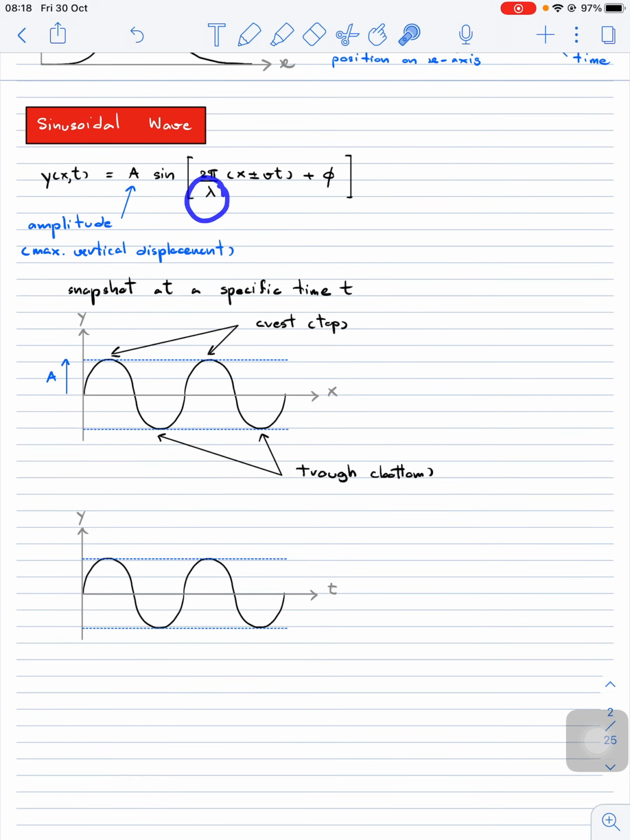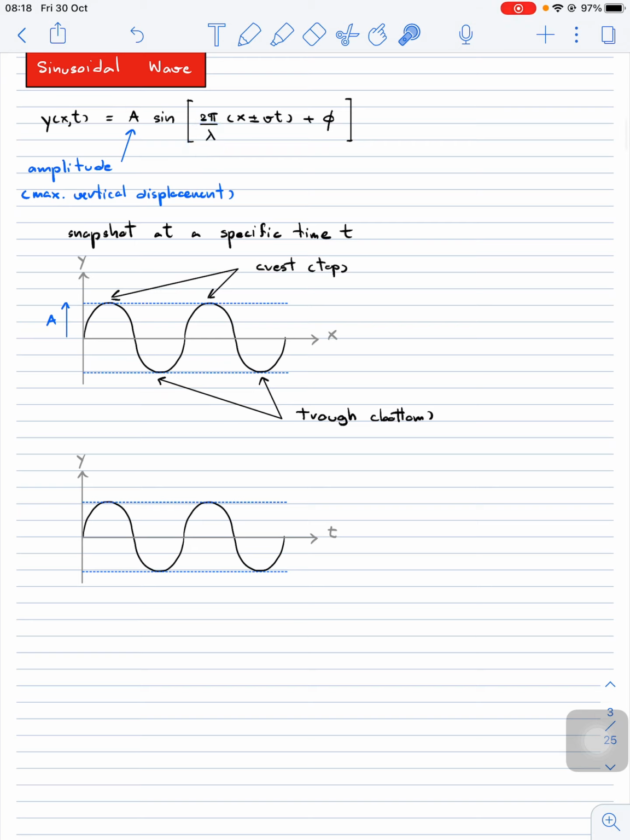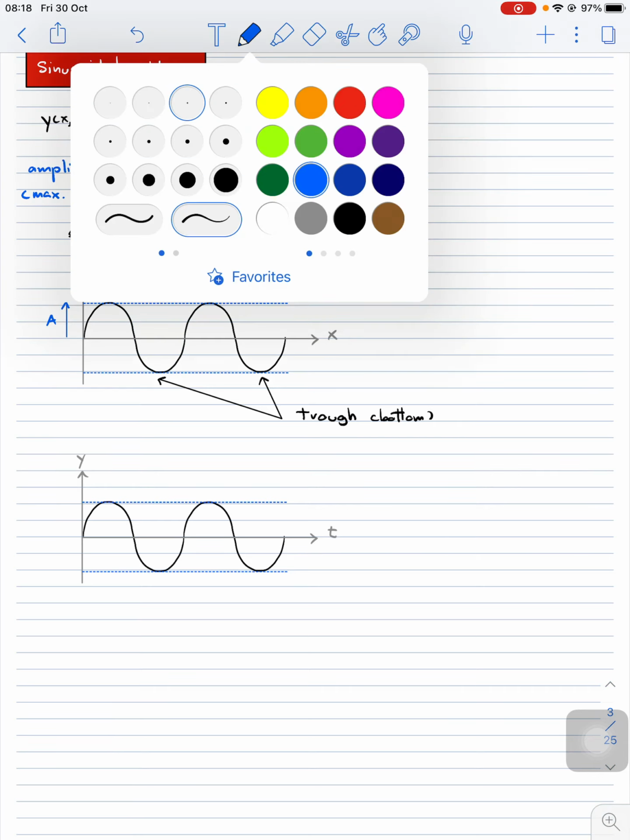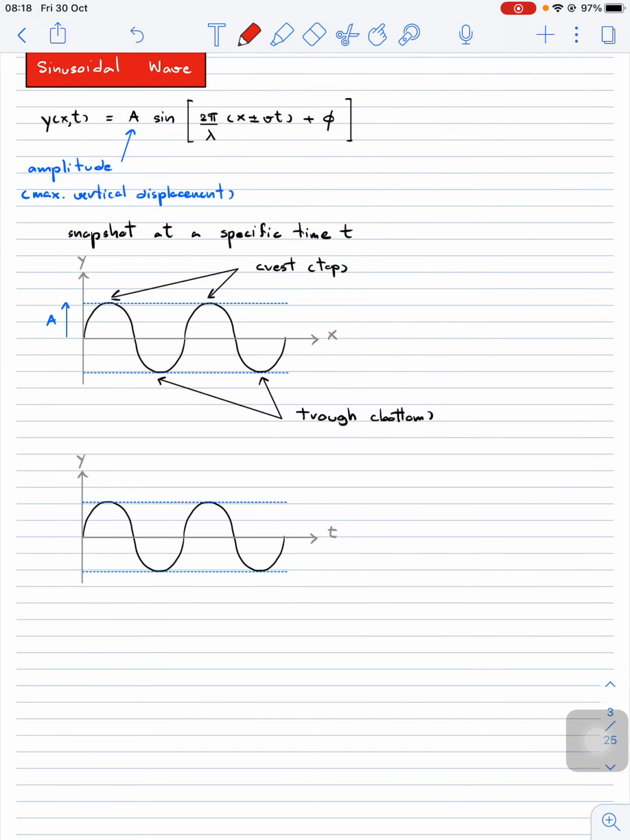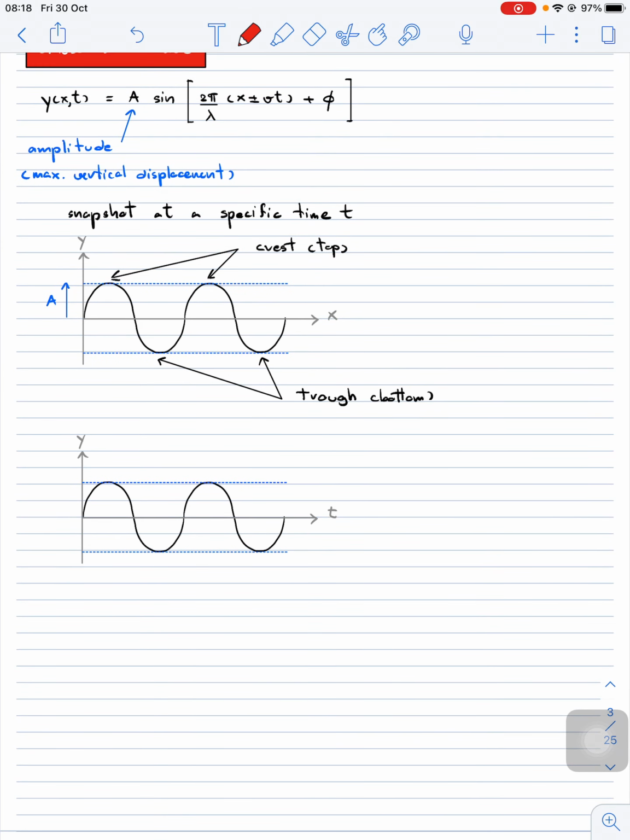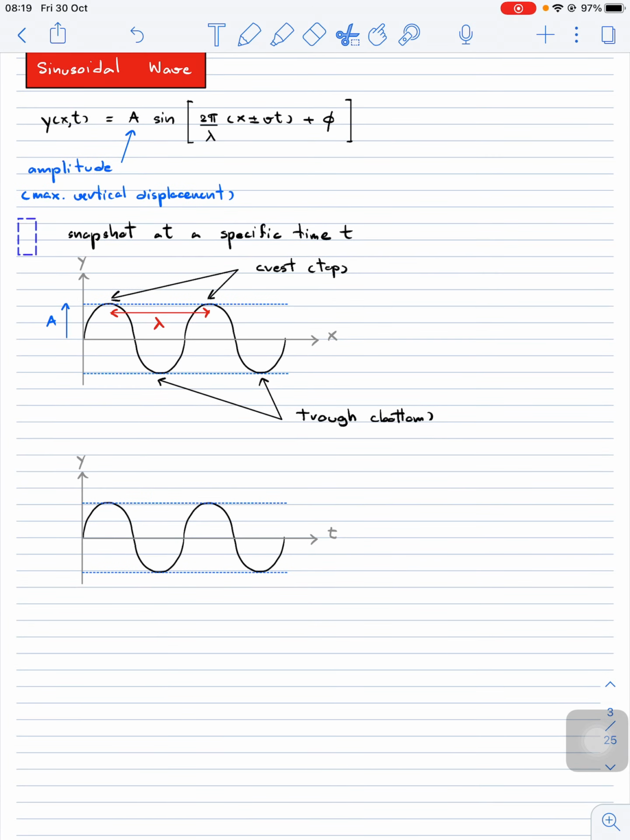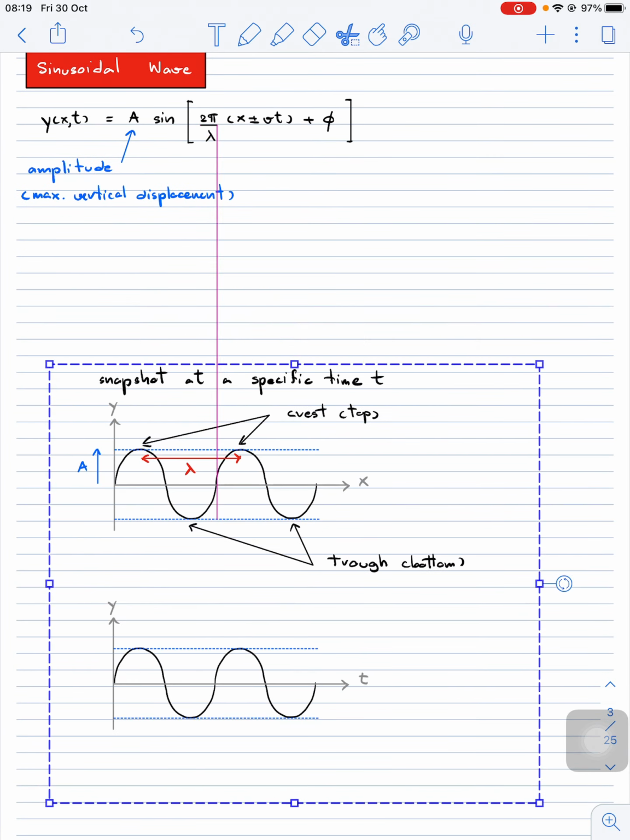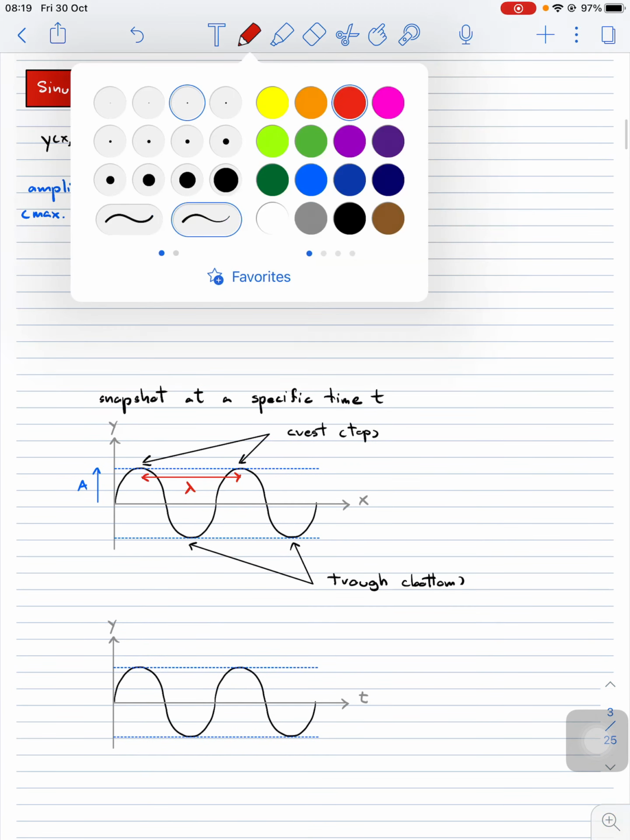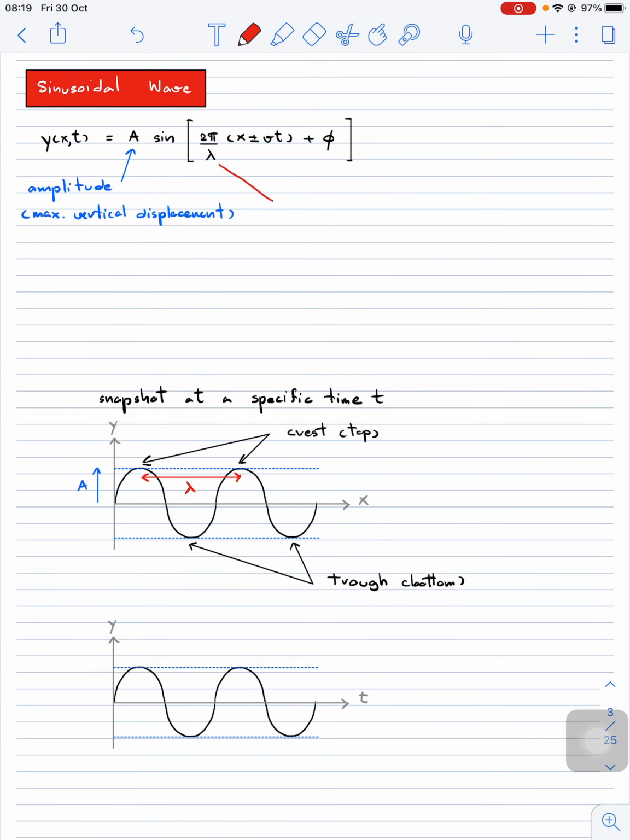Now the lambda. If we look here and follow this path, it comes from here and then goes back to its original position. So this lambda is called the wavelength of the wave. From this to this, it's called lambda.